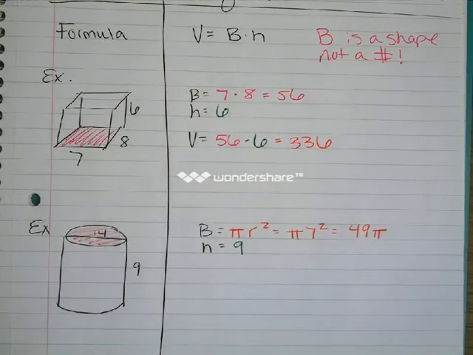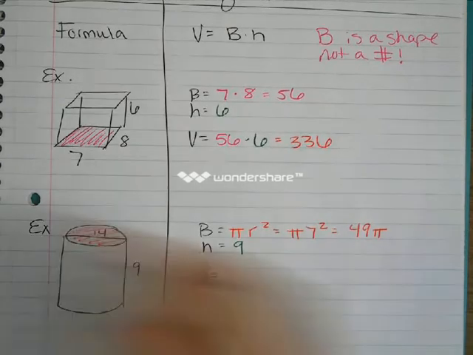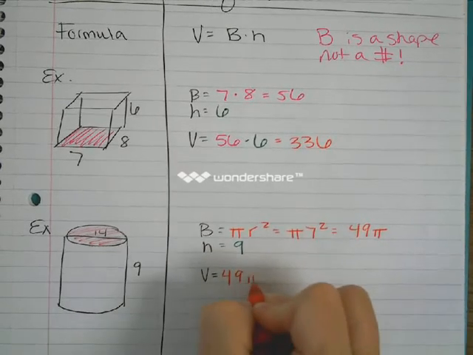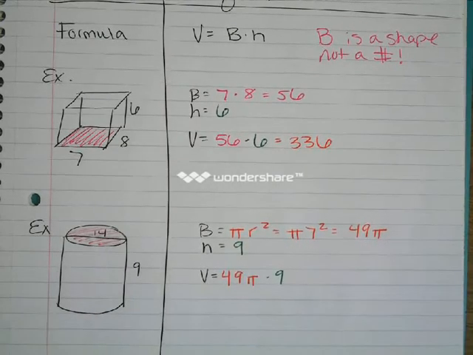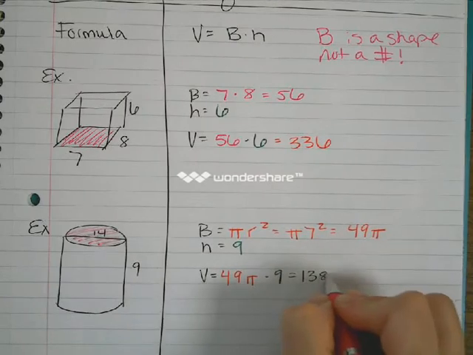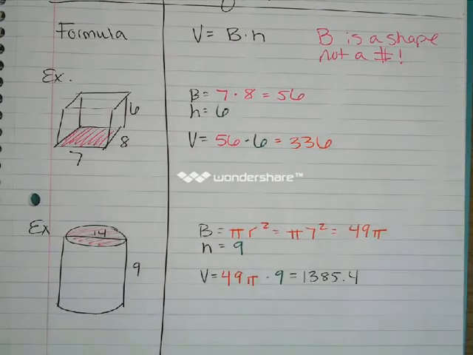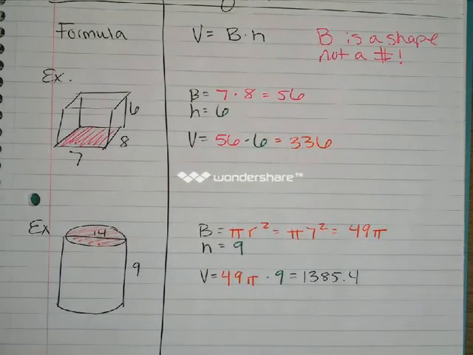So volume equals 49 pi times 9 gives you 1385.4. Like I said, once you master surface area, volume is really, really easy. And that's pretty much it.